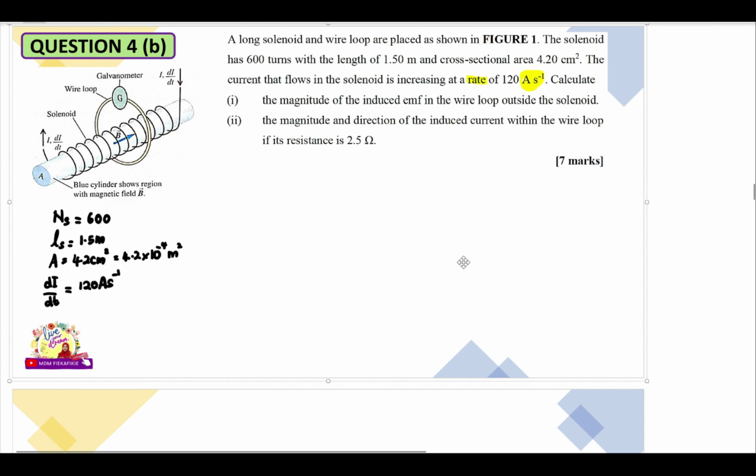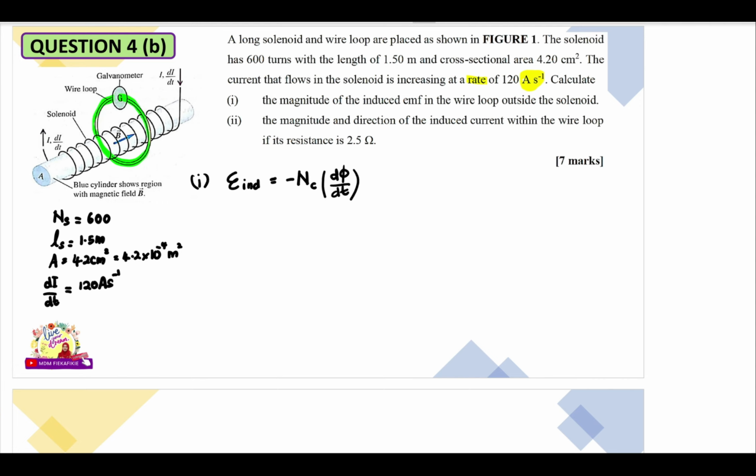So for question number 1, let's start. Calculate the magnitude of induced EMF in the wire loop, the wire loop outside the solenoid. The wire loop refers to this one that I colored in green. This is the wire loop, so we want to calculate the induced EMF. The induced EMF for the wire loop should be equal to negative N, where N here is the number of loops for the coil. And since there is an increase in current at this rate, that means there is a change in magnetic flux, d phi over dt.